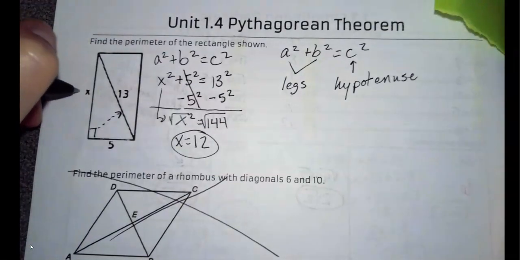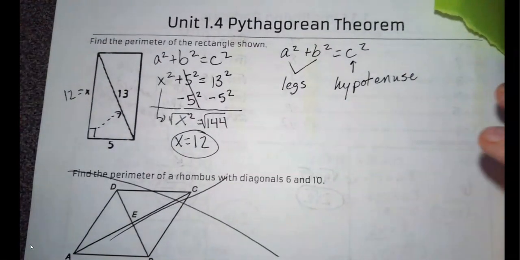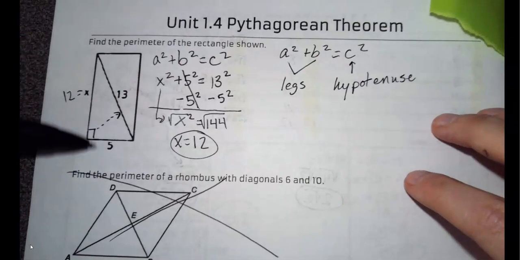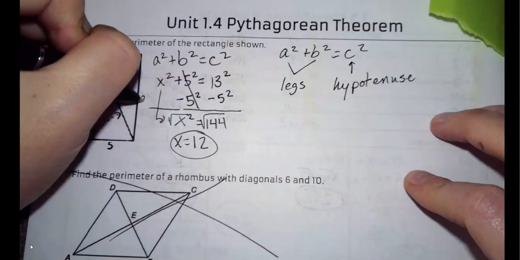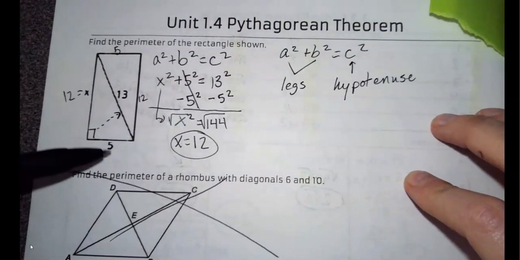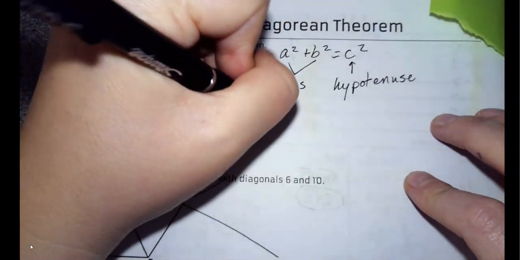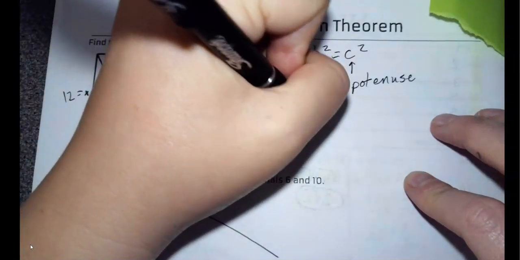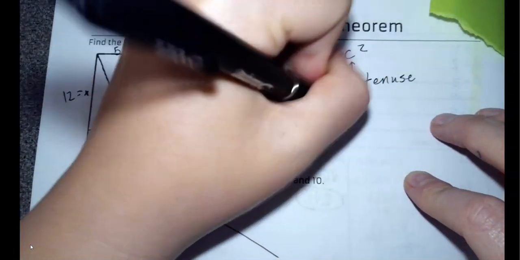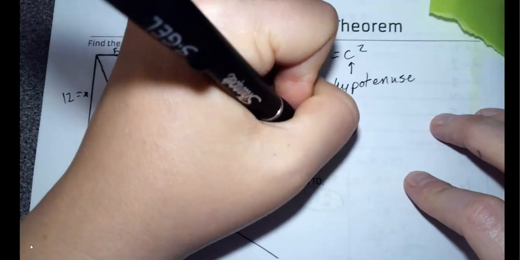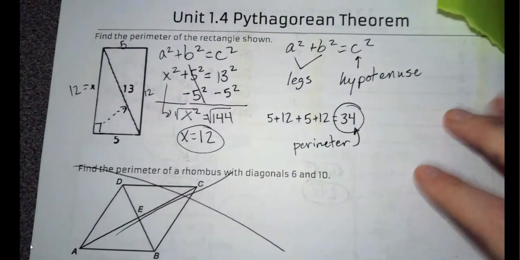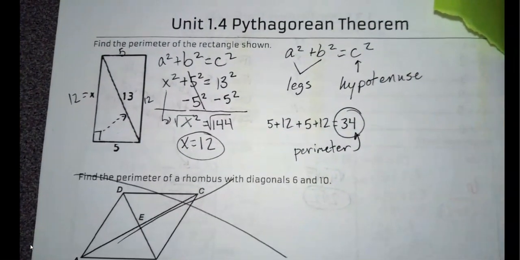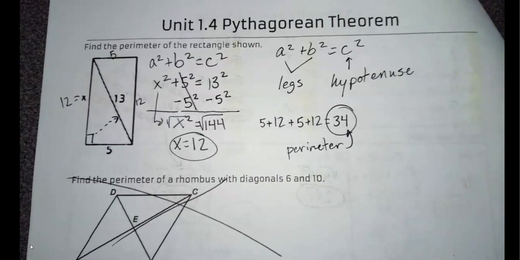So if x is 12, but it's asking for the perimeter of the shape, you have to realize this is a rectangle. The opposite sides are the same. So we have 5, 12, 5, and 12. We add them all up together and we get 34. That is the perimeter.